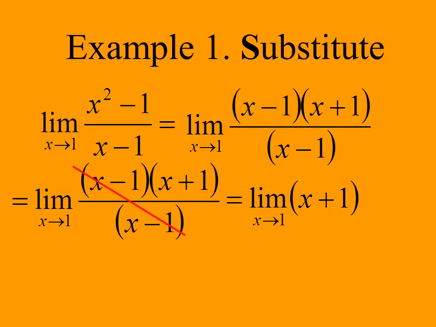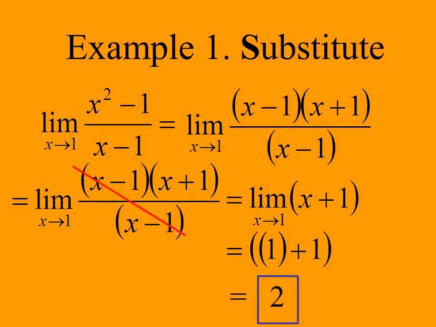Now for the final step of F.C.S. We now need to evaluate a limit of a polynomial. Since the limits of polynomials can be evaluated by substitution, we now substitute x equals 1. Simplifying, we get the final answer. The limit is 2, and we put a square around the final answer to be clear that this is the answer to the question asked.